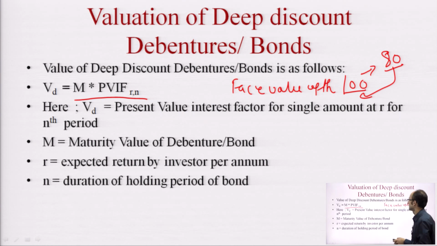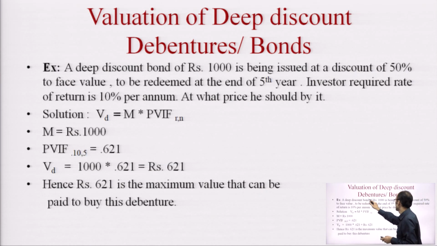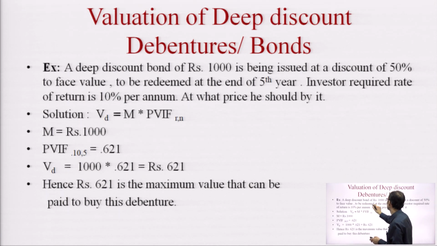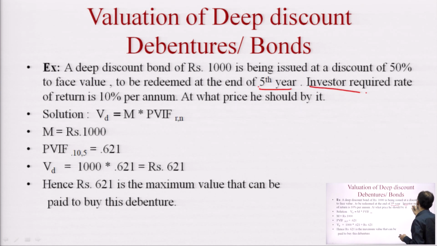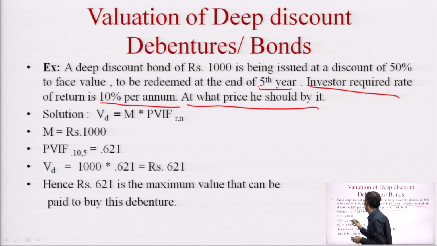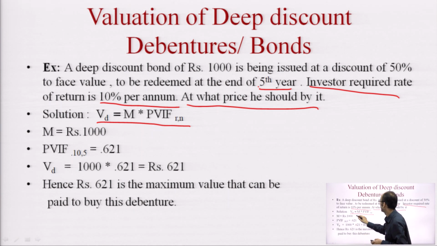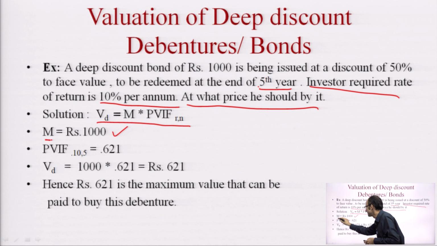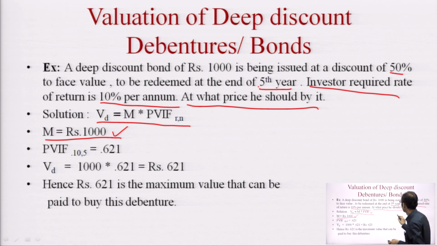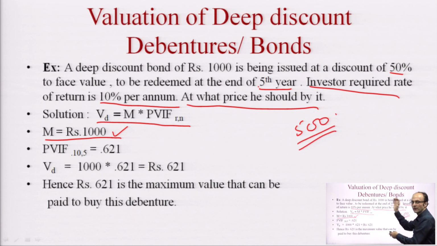Now let's see a second example of it. A deep discount bond of rupees 1000 is being issued at a discount of 50% to face value to be redeemed at the end of 5th year. Investor required rate of return is 10% per annum. At what price he should buy it? Now we can apply a very simple formula here. VD stands for value of the debenture, and the face value of the bond was 1000. It means at the maturity time the bond holder will get the 1000 rupees, and it is being issued at a discount of 50%. So it means at what price the bond will be issued? It will be issued at a price of 500, because it is being issued at a discount of 50%.